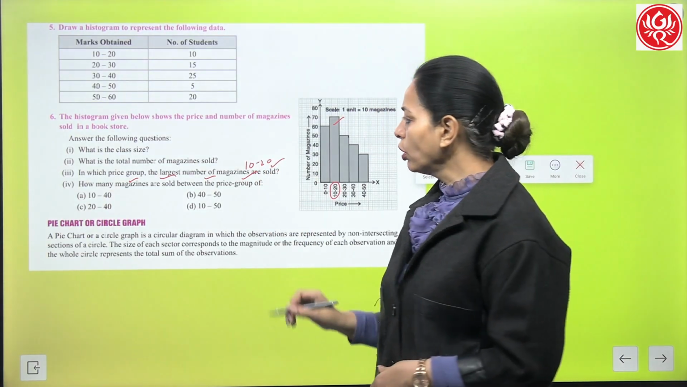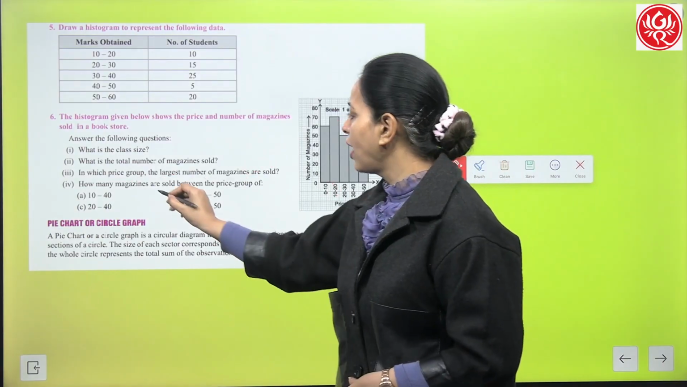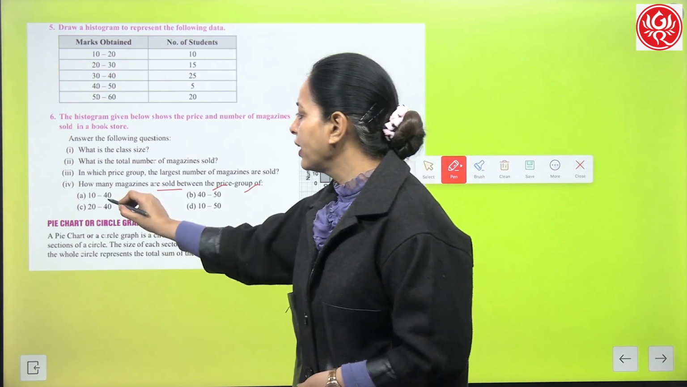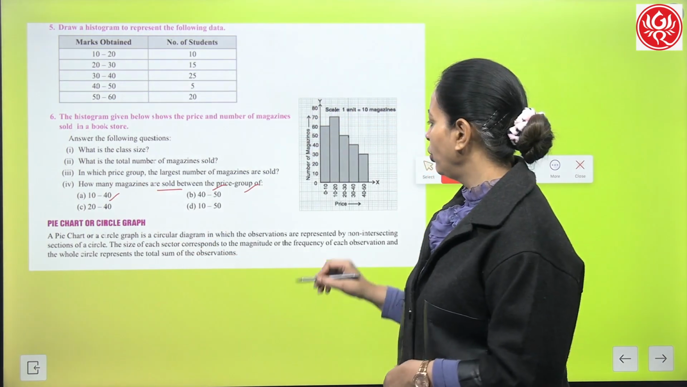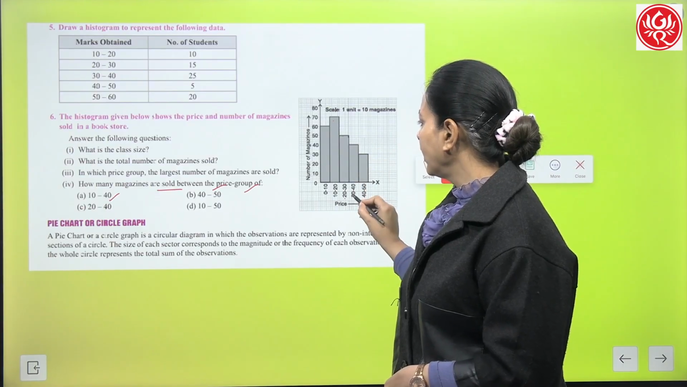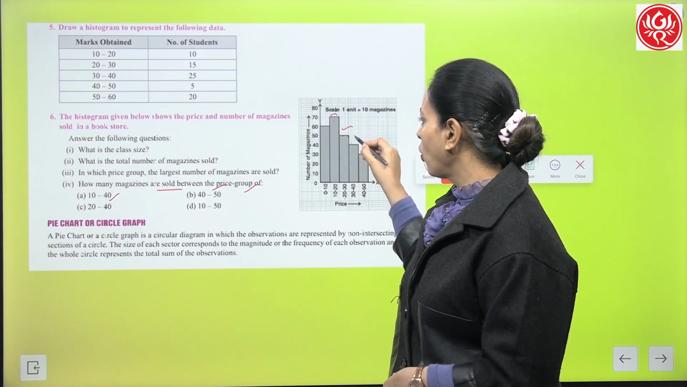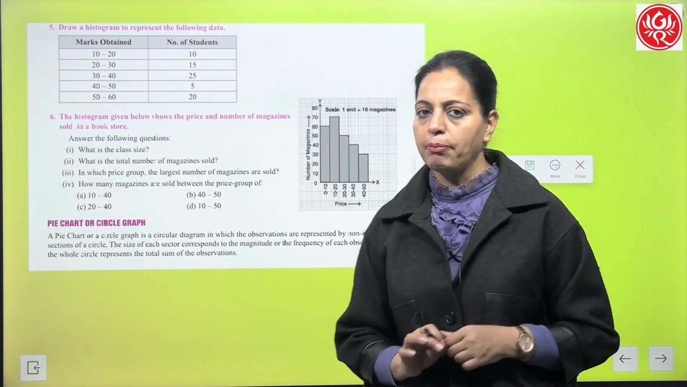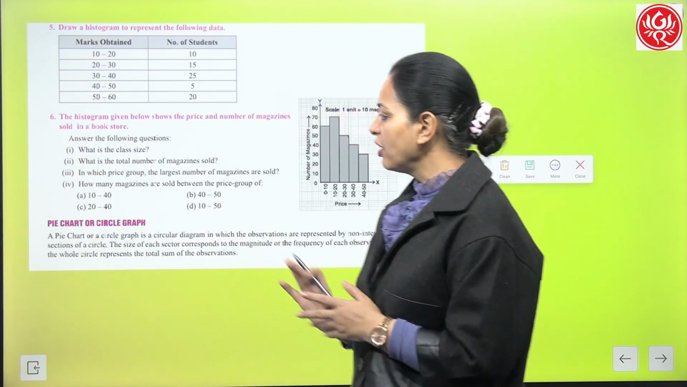Okay, now the fourth one, how many magazines are sold between the price group of, like, part A, 10 to 40? So what will you do? 10 to 20, then 20 to 30, then 30 to 40. Add all these. Okay, similarly you can try the remaining parts. I hope these are clear to you.